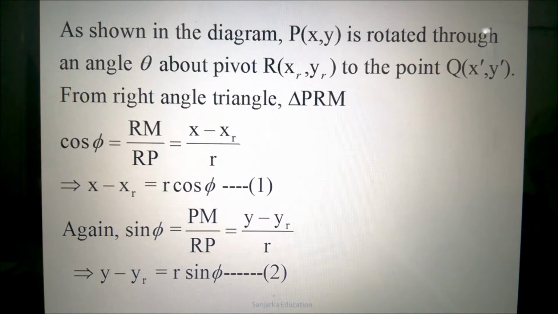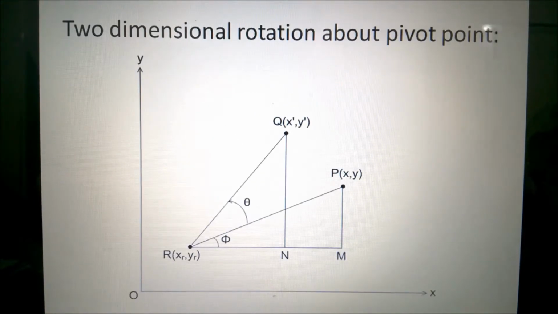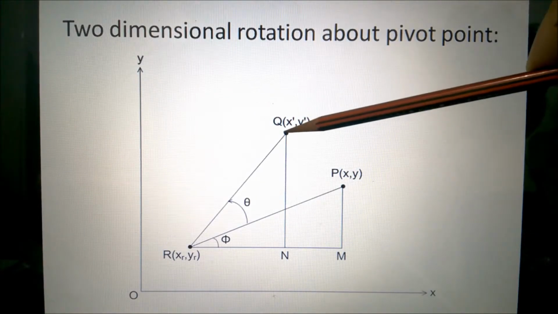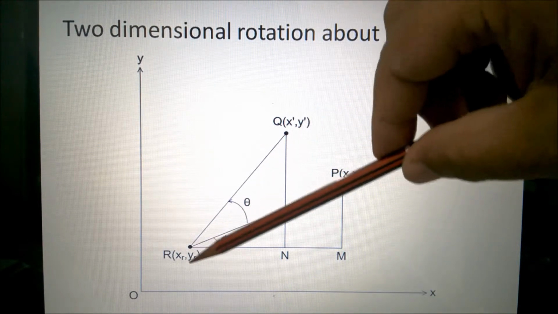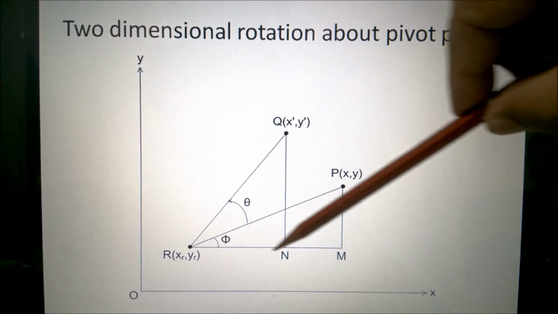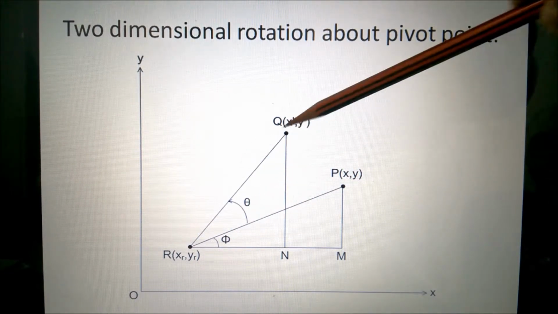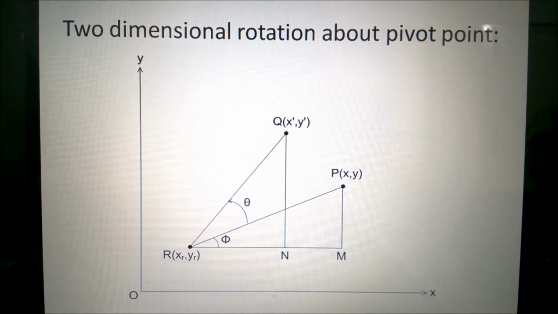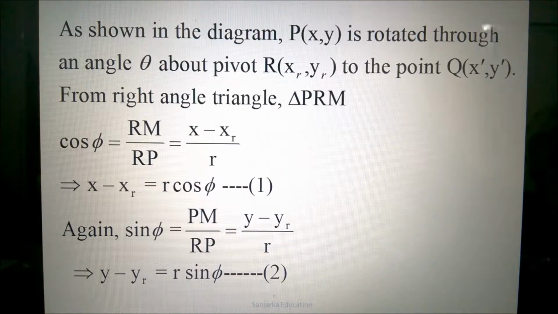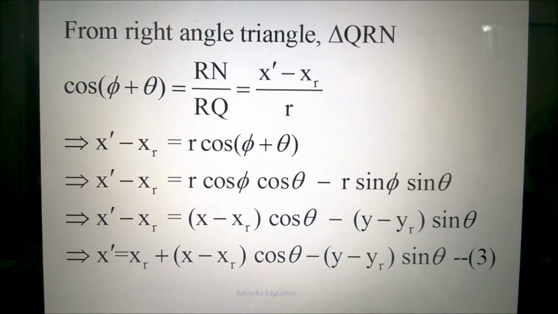Now again I come back to the diagram. You can see after rotation, in this right angle triangle QRN, RN is equal to x dash minus xr. In that way I can find it now, because after moving, the angle has been increased to phi plus theta, and therefore RN, as I already told, is x dash minus xr divided by r, because r is not changed.